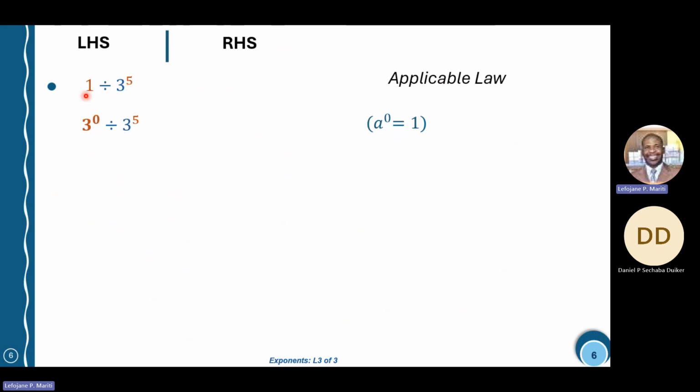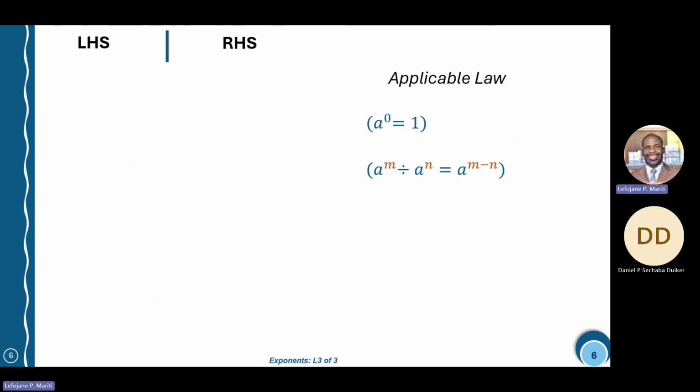Now we've written 1 as 3 to the power 0. Then we can apply this law where we do the subtraction of the exponents. This becomes 3 to the power 0 subtract 5, which in turn will give us 3 to the power negative 5. Just an errata there. It must be 3 to the power negative 5 because it's 0 minus 5.